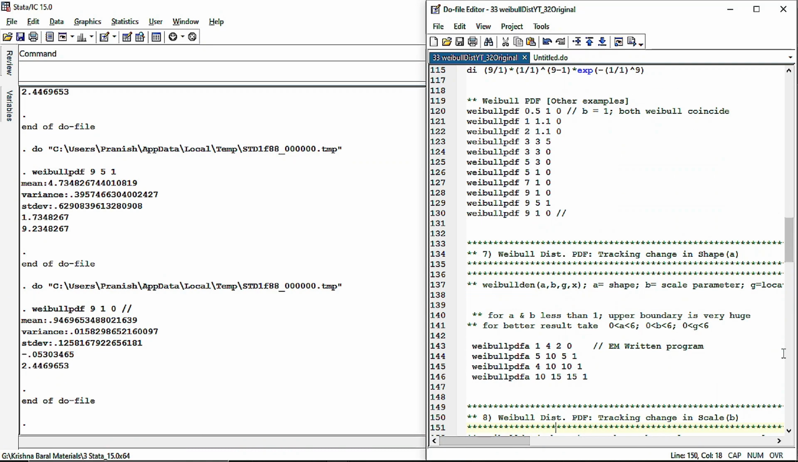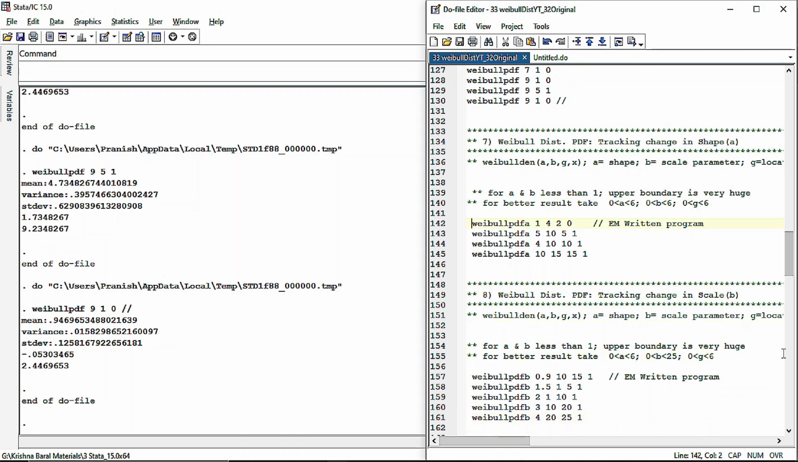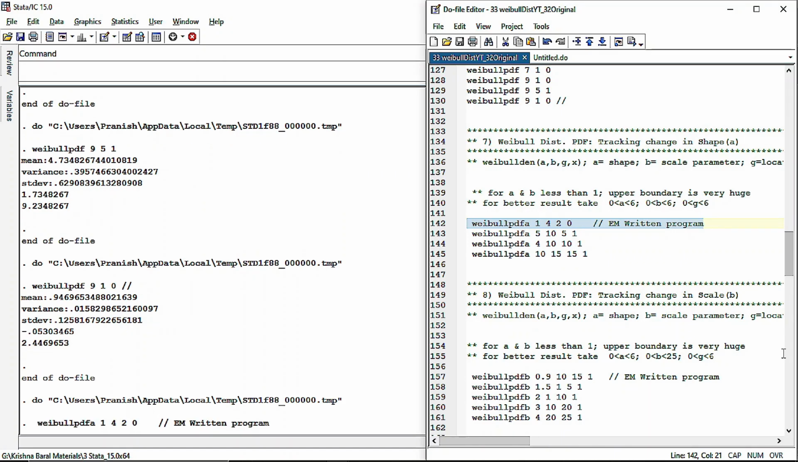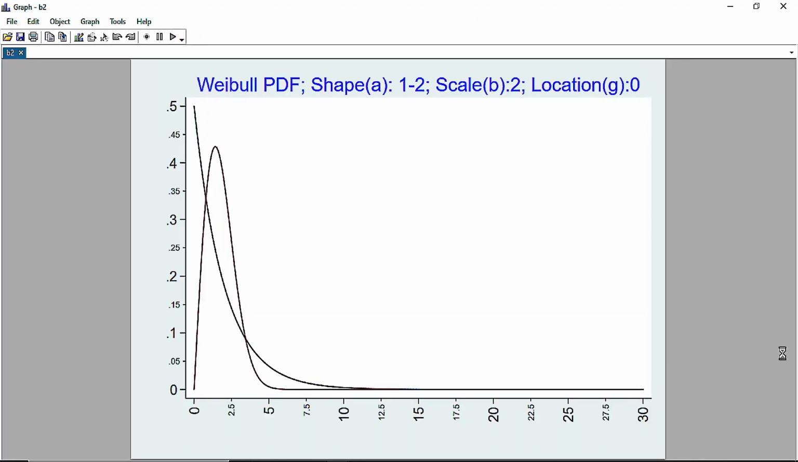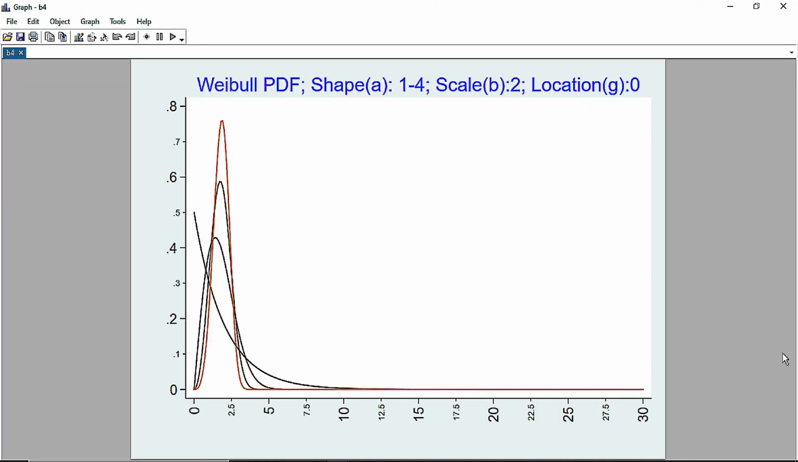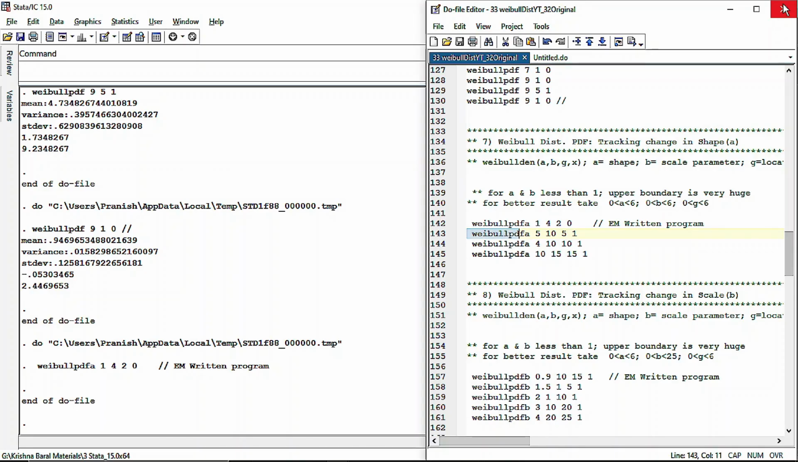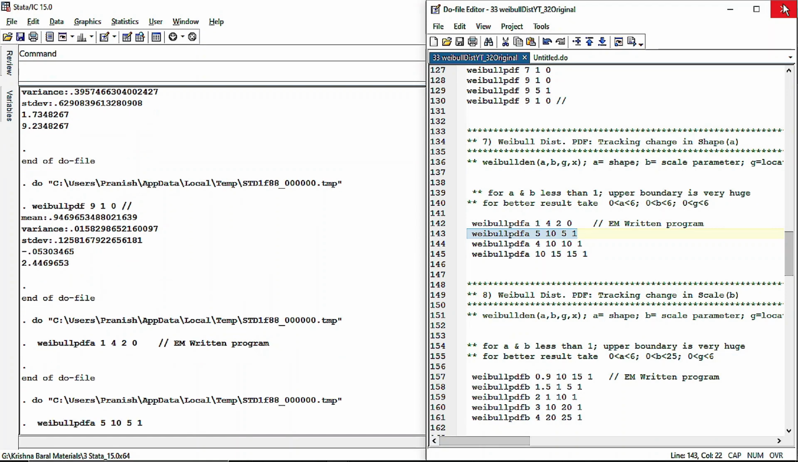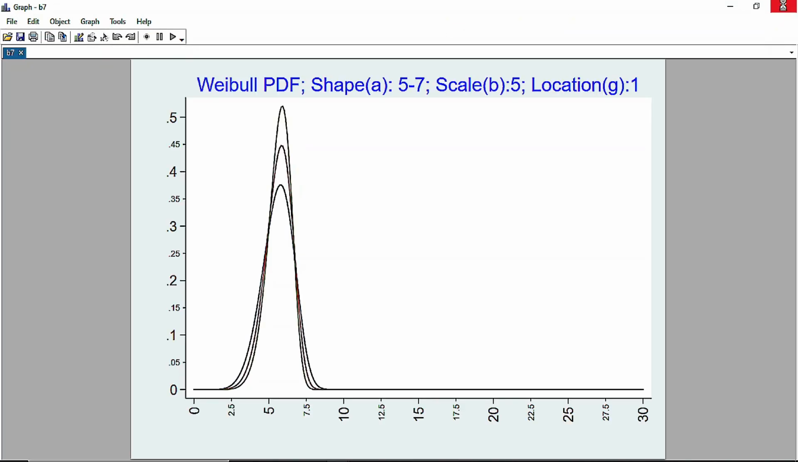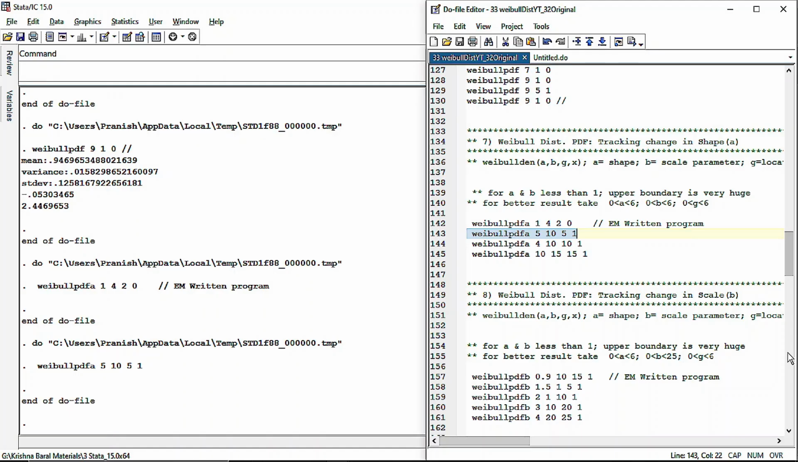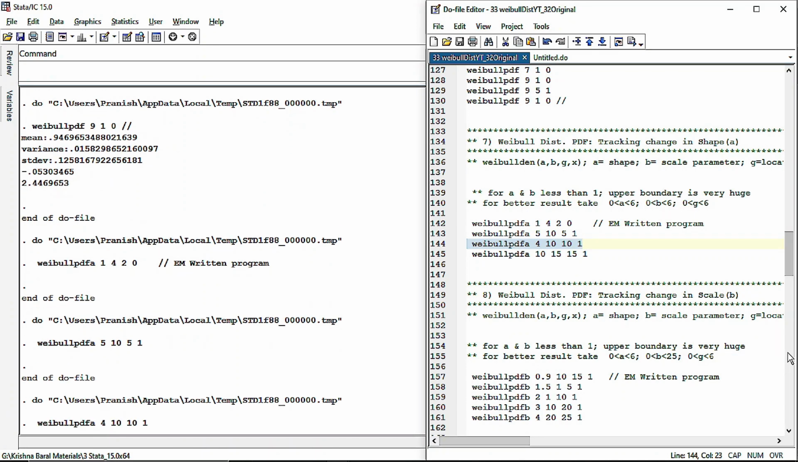Now let us run some simulation. We will increase the shape parameter from 1 to 4, while the scale parameter is 2 and the location parameter is 0. Let us repeat the same process, and this time the shape parameter is going to increase from 5 to 10, while the scale parameter is 5 and the location parameter is 1. Let us repeat the same process and increase the shape parameter from 4 to 10, while our scale parameter is 10 and the location parameter is 1.